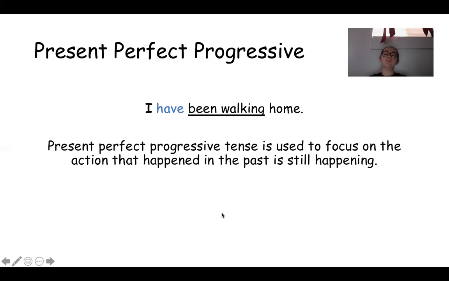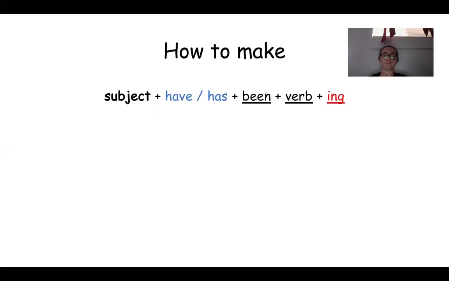So present perfect progressive tense is used to focus on the action that happened in the past and is still happening now, right? So it focuses on how the past action is going, and still happening while you're talking to somebody or while you are saying something. So this is how you make it.